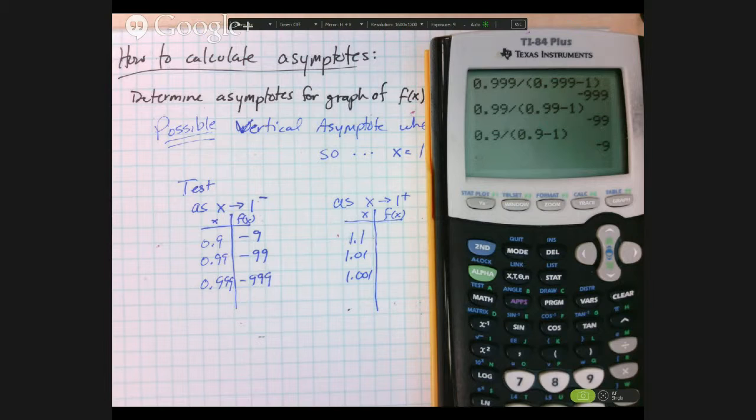Now, this is on the test. If you don't know how to do it, you're going to miss some points.